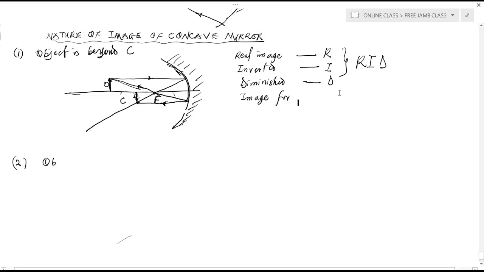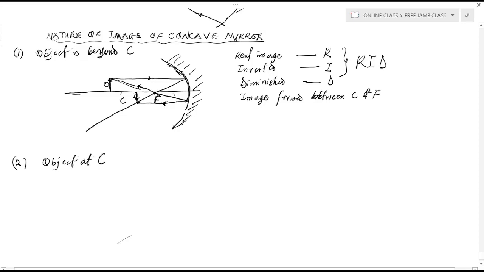It means 10 minutes. Oh, sorry about that. Image formed between C and F. You can see that. Another one is object at C.